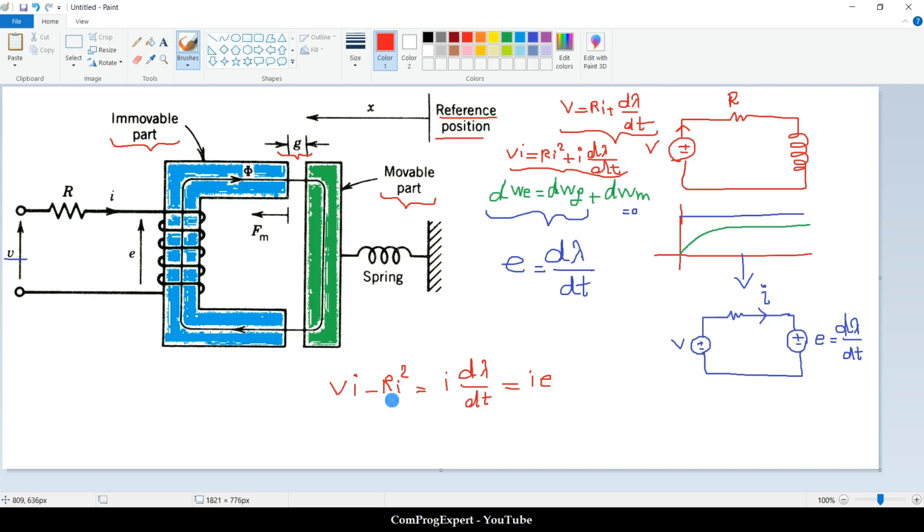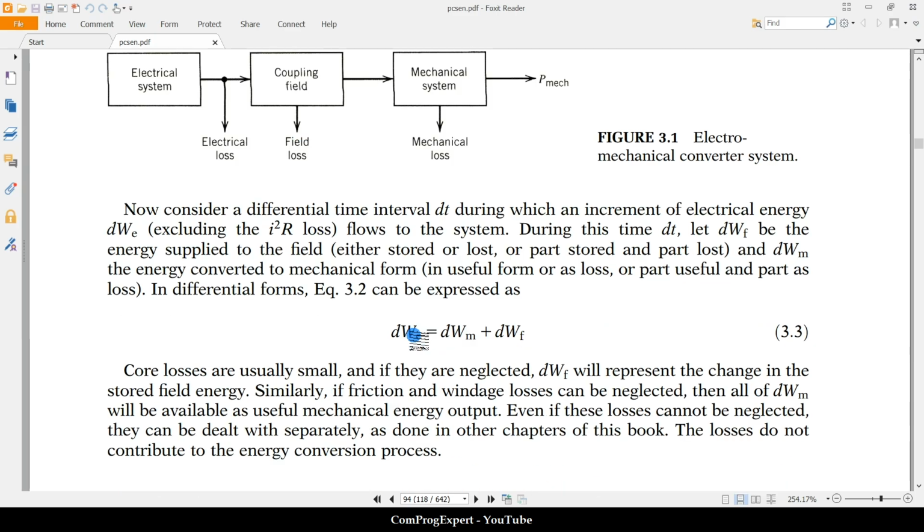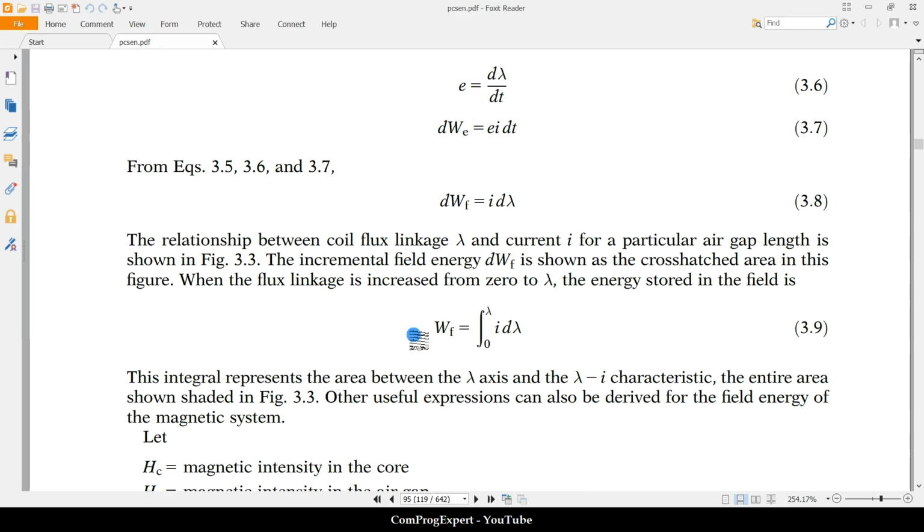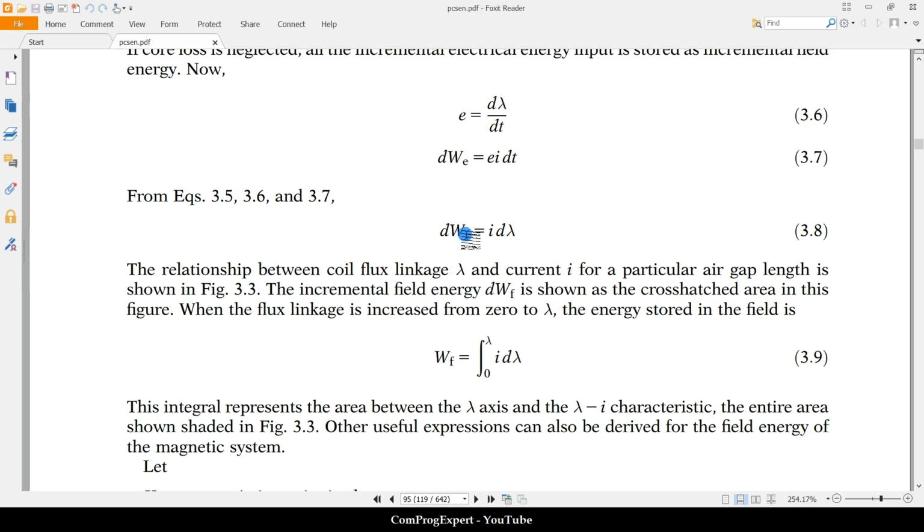This product is power, right? So this is the power delivered to the inductor, and for dWe, we should multiply this by a differential time interval. So dWe is i d lambda, or ie dt. This is dWf, the change in the value of the stored energy in the magnetic field, i d lambda.